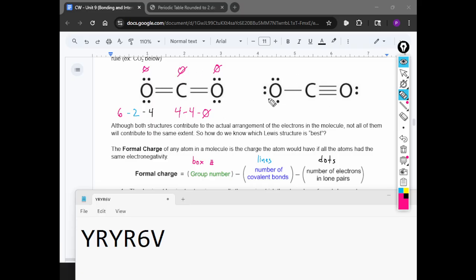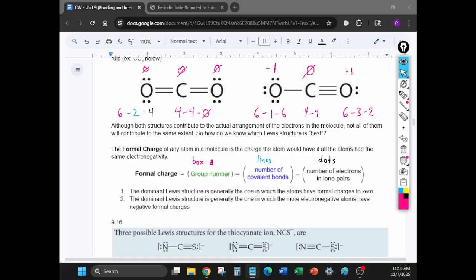For this oxygen right here, we're going to start with the box number 6 minus how many covalent bonds? 1. And there are 6 dots, so it's going to be a total of -1. So you guys can see how the formal charges are different now based on the structure, right? I'll speed a little through this. This carbon right here is going to be 4 minus 4, which will be 0. And this oxygen right here will be 6 minus 3 minus 2, which will be +1. So these are the formal charges for each element. Now we need to determine what the best structure is. Now, the way to determine the best structure, the rule's right here.